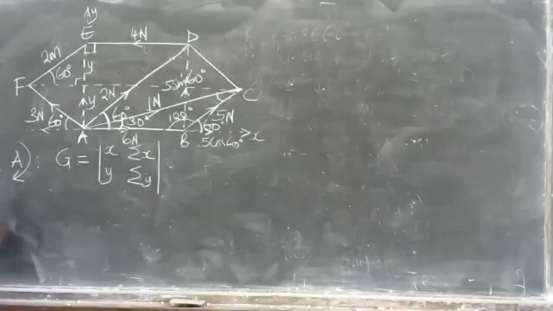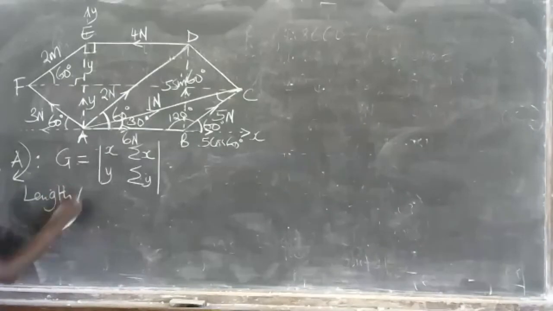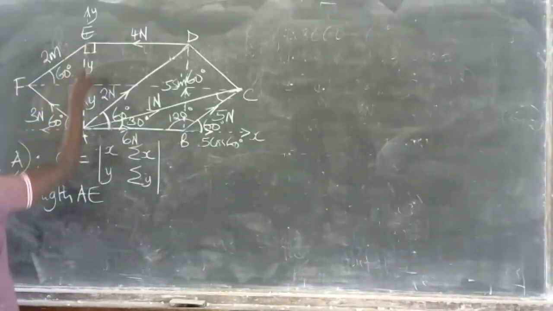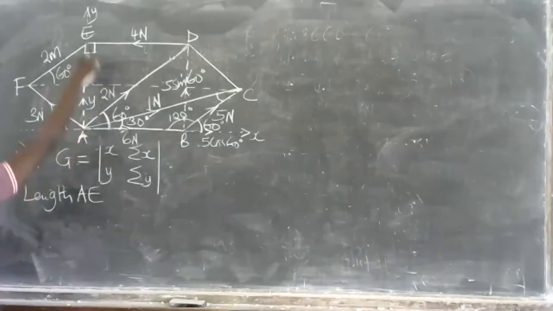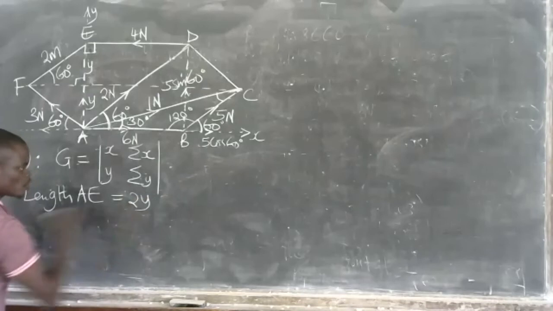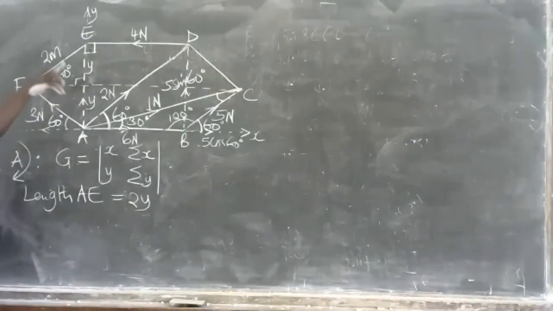We want to get the sum of moments. For the 4 newtons force, we need the perpendicular distance, which will be length AE. And how do we get AE? AE is equal to 2y. Length AE is equal to 2y. That is the perpendicular distance to the 4 newtons force.